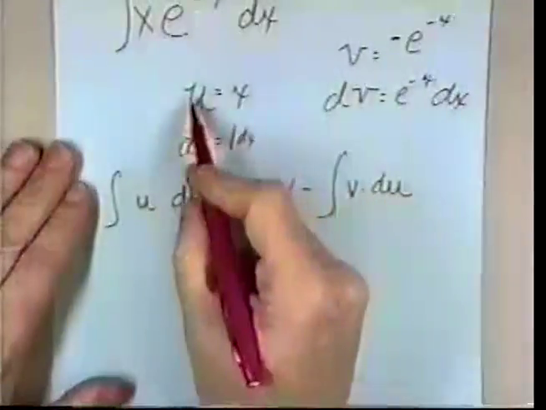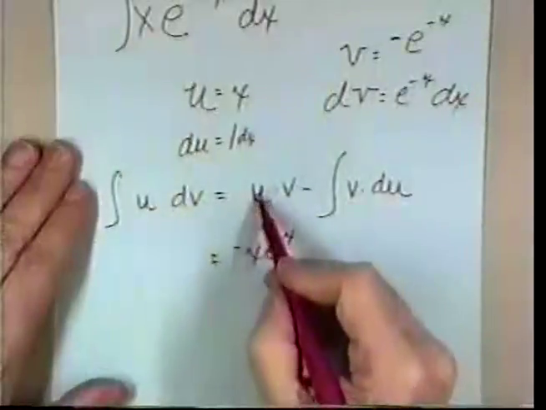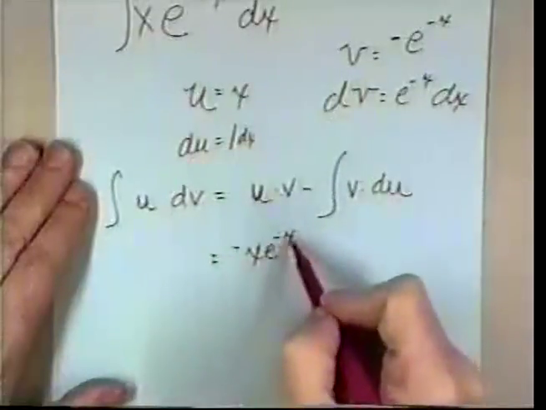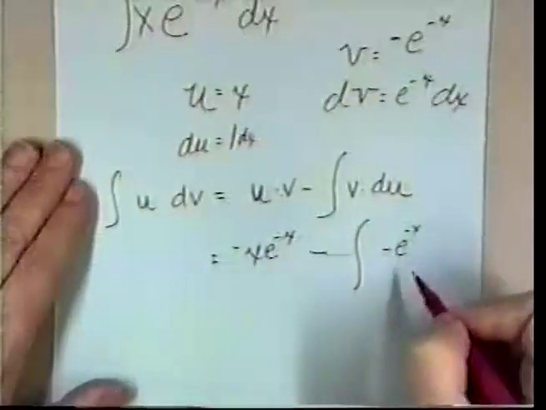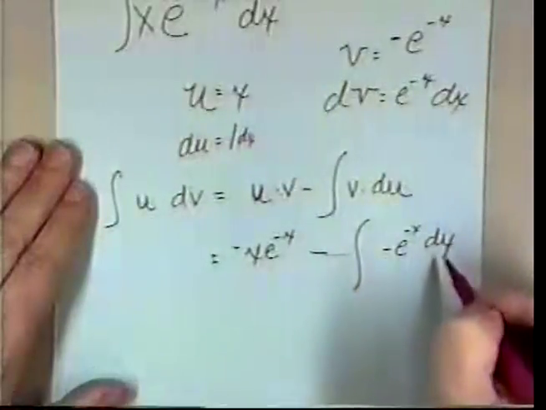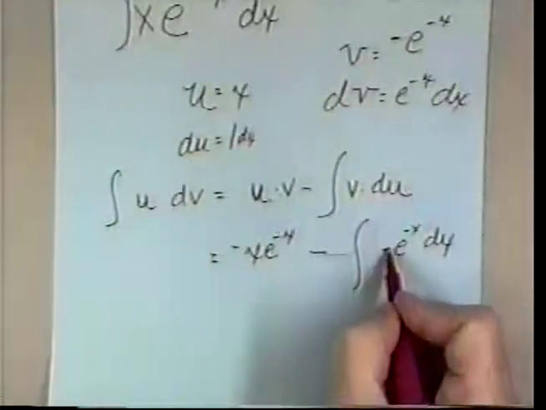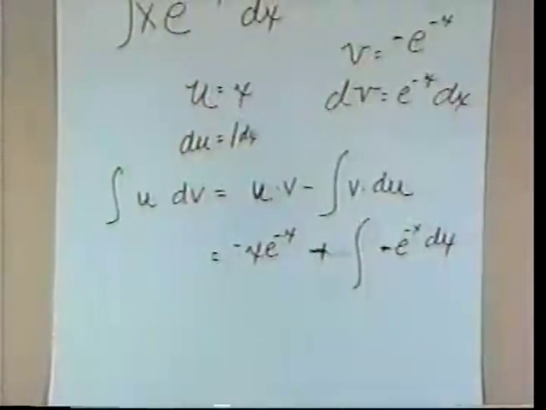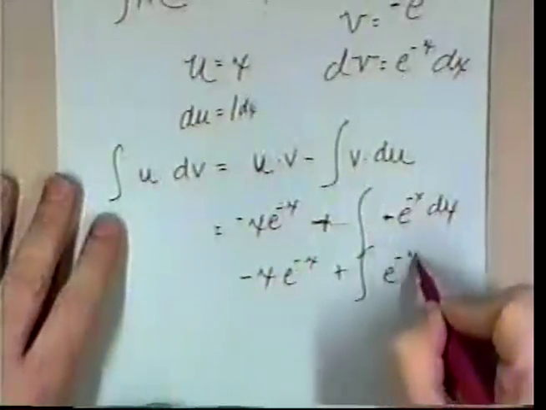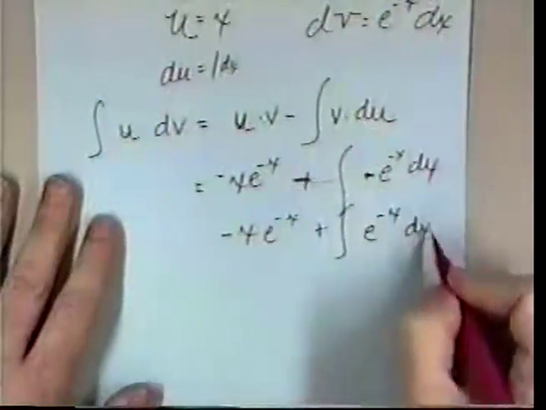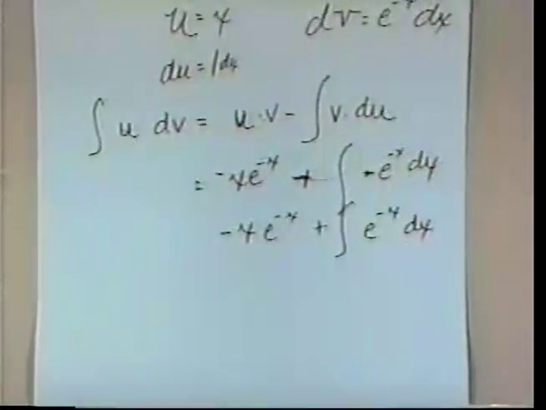And now we're substituting. u is x, v is minus e to the minus x, so u v is x times minus e to the minus x, minus, again, the integral of minus e to the minus x times dx. Now, we can clean that up a little bit. This minus will come out here and make this a plus. I've got my plus c that I'm going to add in a minute. I haven't gotten that far yet.